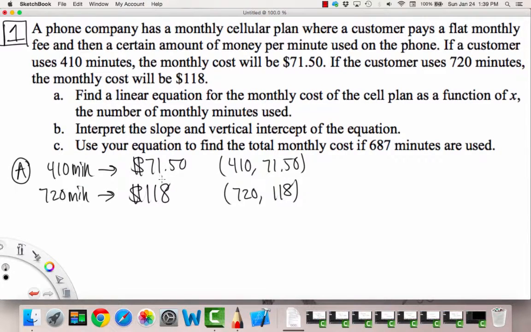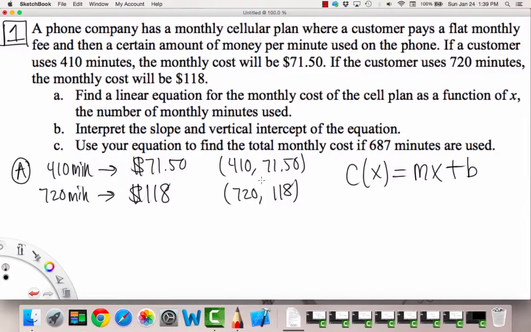Our job is to find some linear equation. I'll call it C of t, where t represents the minutes you're using. Or we could say C of x, because they said as a function of x. That's what we're going to find: some linear function representing the monthly cost of your cell phone plan based on the number of minutes used during that month.